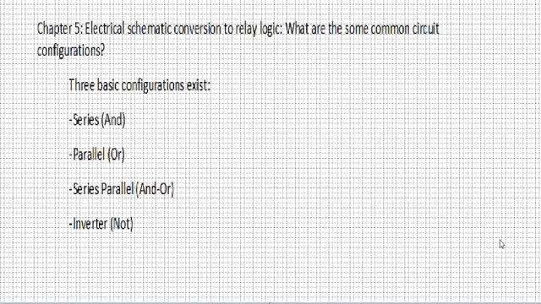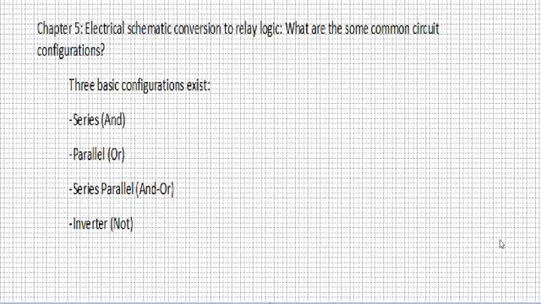In our previous lesson, lecture 4, we looked into a variety of different kinds of inputs and outputs. We considered manually operated, automatically operated, and some output type devices. We are now on lesson number 5. That's right, lesson number 5. And this is what we call electrical schematic conversion to relay logic.